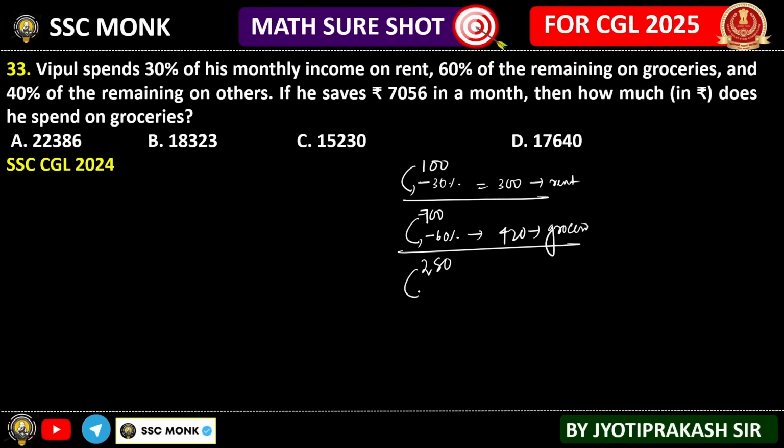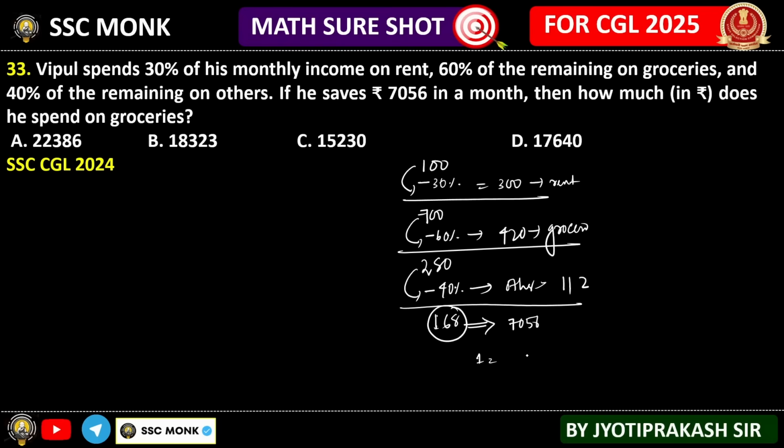Out of 280, 40% of the remaining is gone. Where? On others. 280 times 40% is equal to 28 into 4, that is 112. So 280 minus 112 is equal to 168. So 168 is remaining, and that is equal to 7056. So 168 is equal to this much.